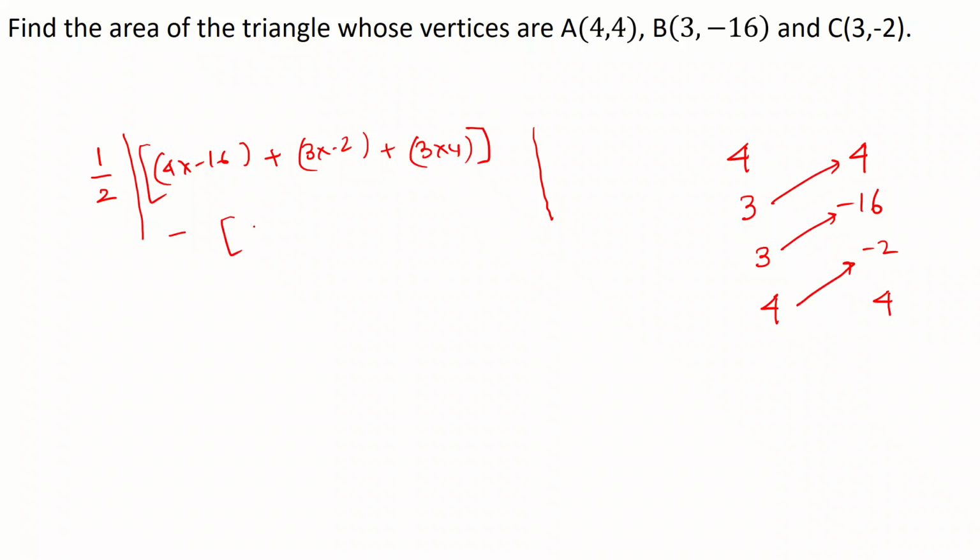So we have to do 3 times 4, plus 3 times minus 16, plus 4 times minus 2. So we need to simplify this and find out the answer. I'll tell you what the mod is, just bear with me for some time. Okay, 4 times minus 16 is minus 64, plus 3 times minus 2 is minus 6, plus 4 3s are 12.